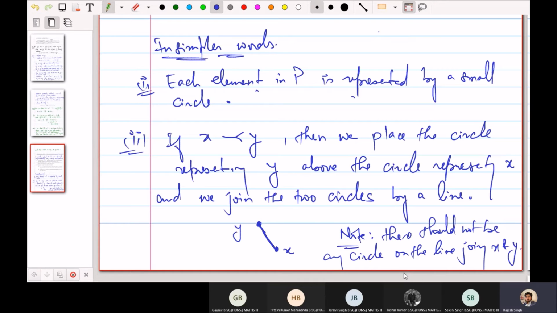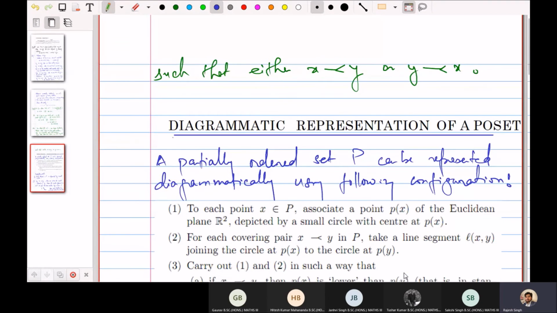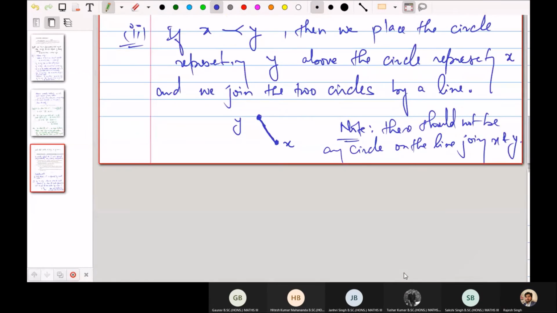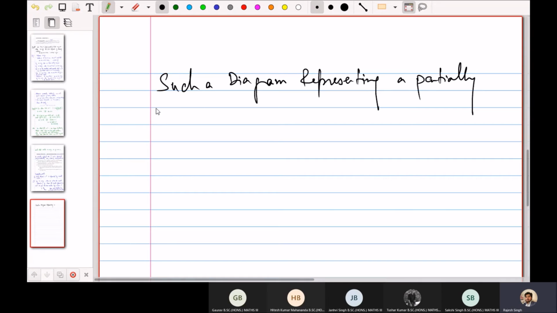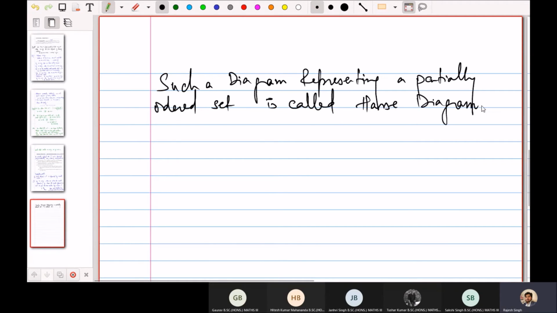This is called Hasse diagram. Such a diagram representing a partially ordered set is called Hasse diagram. Fine.